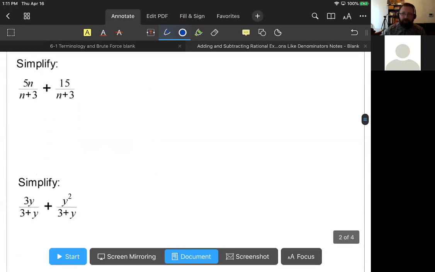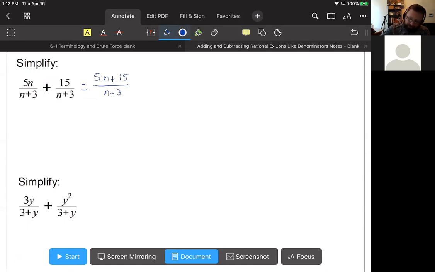So here's another couple examples. We're going to go through these. Again, you'll notice we already have a common denominator of n plus 3. Our directions don't say add, they say simplify, but that means add. So we are simply going to add those numerators together and keep the common denominator. So 5n plus 15 over n plus 3.